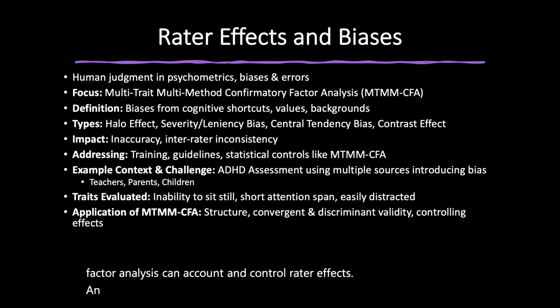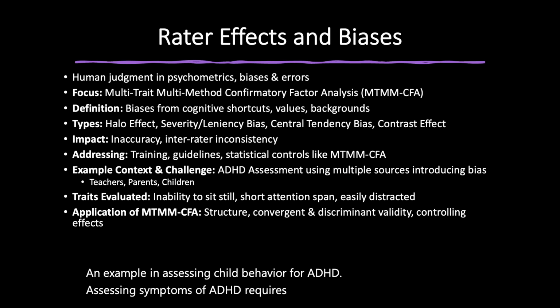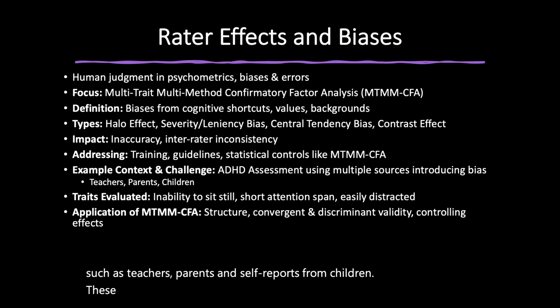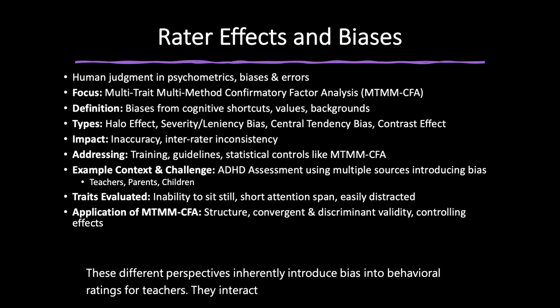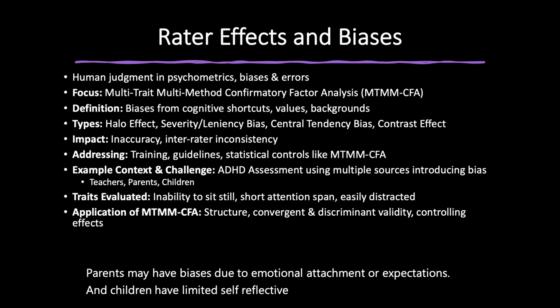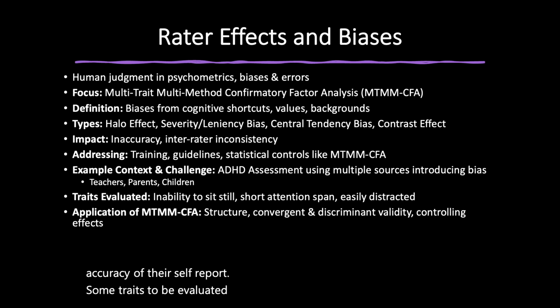An example: assessing child behavior for ADHD. Assessing symptoms of ADHD requires evaluations from multiple sources, such as teachers, parents, and self-reports from children. These different perspectives inherently introduce bias into behavioral ratings. Teachers interact with many children daily and may compare children to each other. Parents may have biases due to emotional attachment or expectations, and children have limited self-reflective ability, which may impact the accuracy of their self-report. Some traits to be evaluated may be the inability to sit still, short attention span, or being easily distracted.